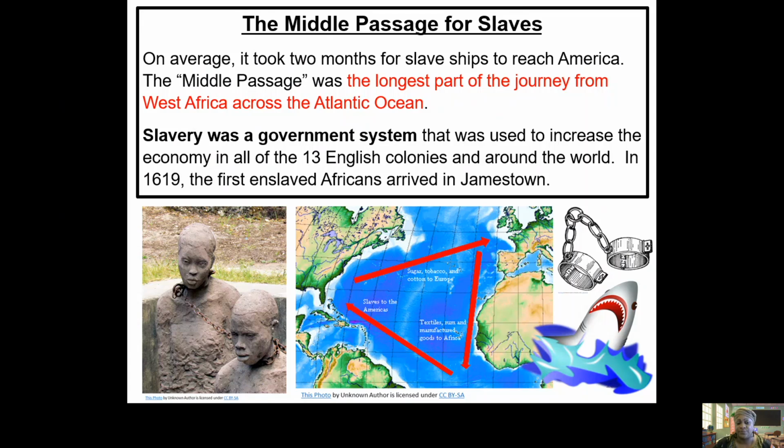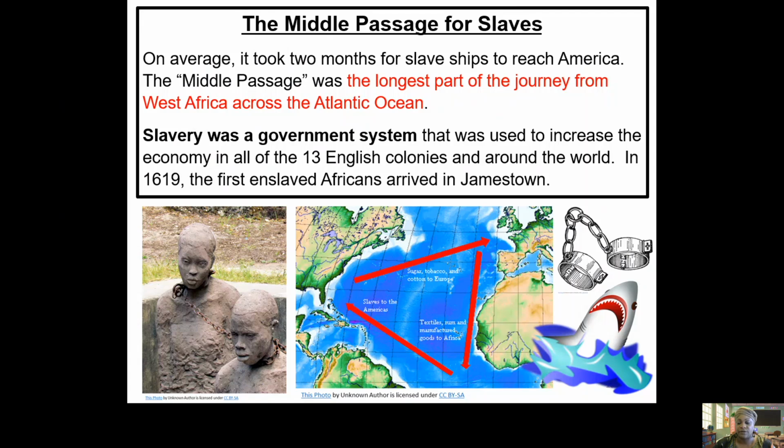And slavery, this is a system. This is run by the government, and it's used to increase the economy for all of those 13 English colonies, as well as around the world, because Spain used slavery in the colonies that they had in the Caribbean, as well as in South America. So for the English, the first slaves will arrive in Jamestown, and that will be in the year 1619. So a little bit more than 400 years ago.